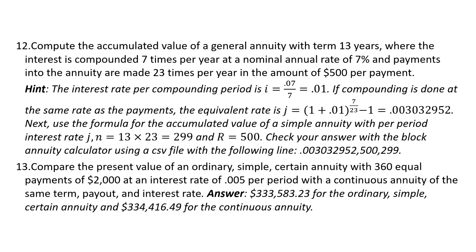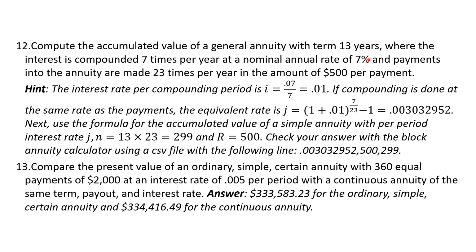There are 2 more problems in this lesson. The first one is compute the accumulated value of a general annuity with term 13 years where the interest is compounded 7 times per year at a nominal annual interest rate of 7%, and payments into the annuity are made 23 times per year in the amount of $500 per payment. So we derived the formula for dealing with this, where the number of compounding periods and the number of payments were not the same.